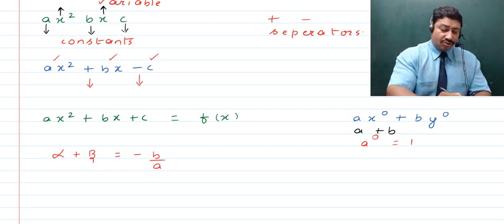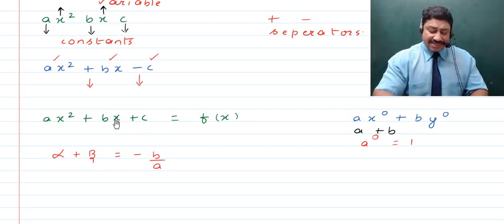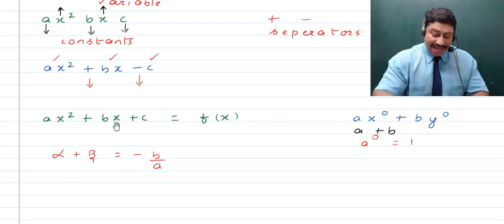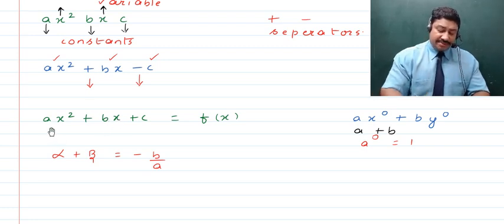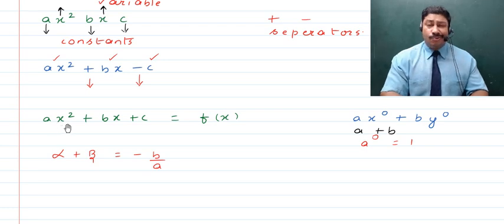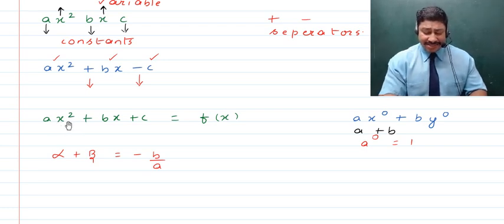Now what is the coefficient? The coefficient is the number which is multiplied with a variable. So here b is a number or a constant which is multiplied with x. As such, it is said to be the coefficient of the linear term. Similarly, a is multiplied with x square, and thus it is the coefficient of the quadratic term.